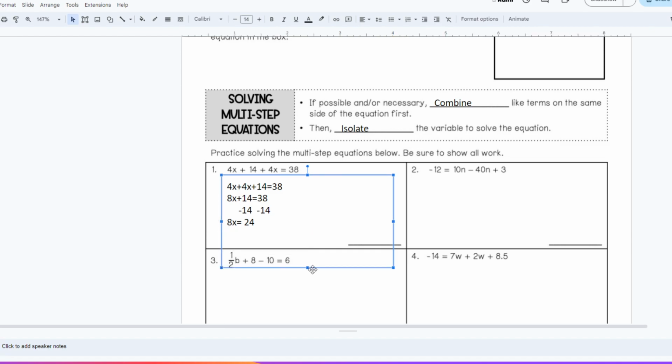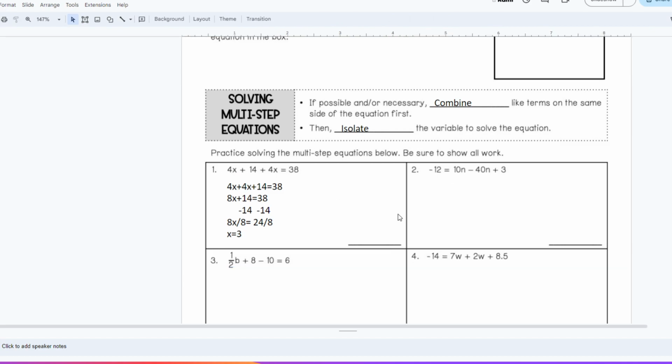Great, we're almost done. Now, let's use the idea of opposite operations. So because we have an 8x and we have 24, we're going to divide each side by our coefficient. Remember, co means with. Coefficient means with our variable. So it means with x. 8 is the only thing with x, so we're going to divide by 8. Divide by 8. And we're going to get x equals, you guessed it, 3. Perfect.